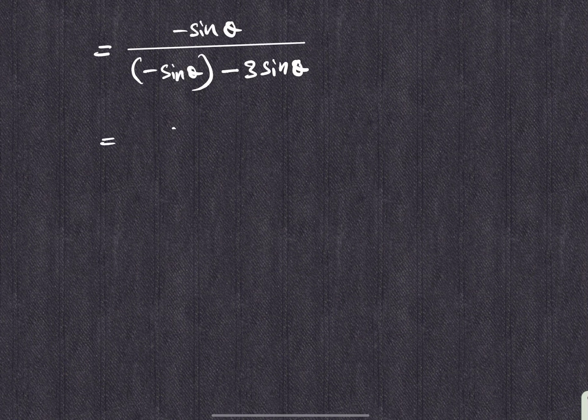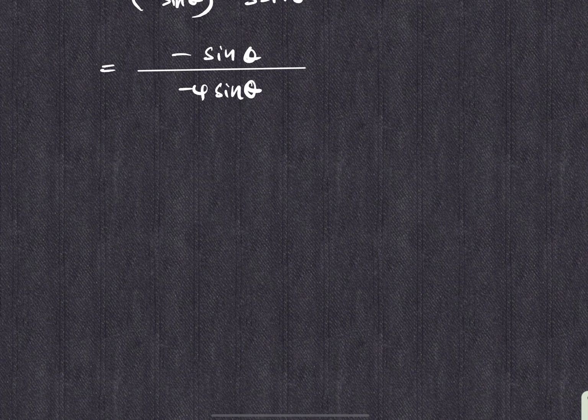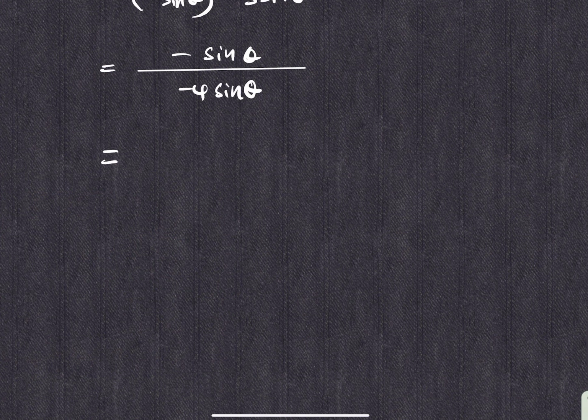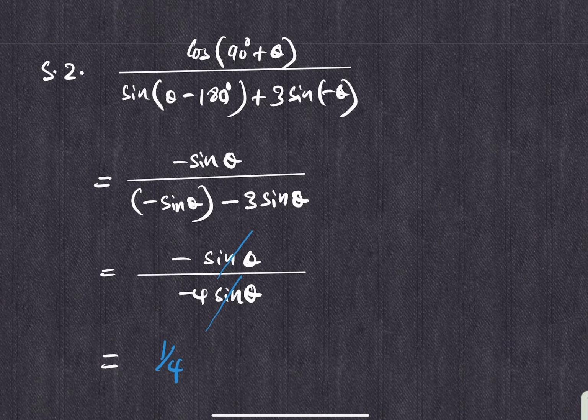And then you get negative sine of theta divided by, in your denominator, some like terms, and that is negative 4 sine of theta. So what is the value that they are looking for? This can cancel with that. You're left with negative 1 over negative 4, which is 1 over 4. That is the value that they are looking for.